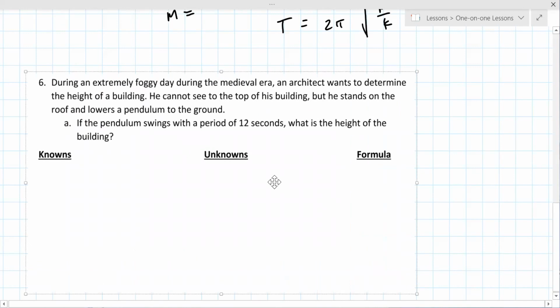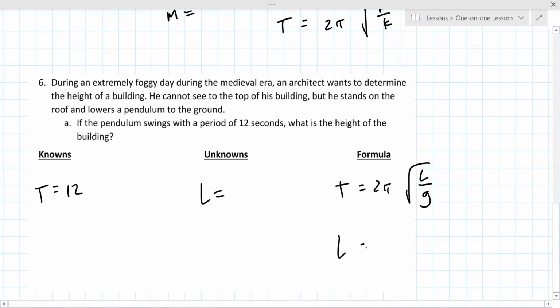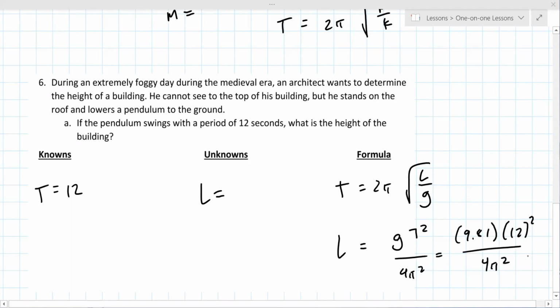All right. Here, they tell you that the period is 12 seconds. What is the height of the building? So you're trying to find L, and all of these are one-variable equations. Period equals 2 pi square root L over g. L is equal to g T squared over 4 pi squared. Your g is 9.81, your period is 12 squared, over 4 pi squared. So give that a check and see what you get for that.